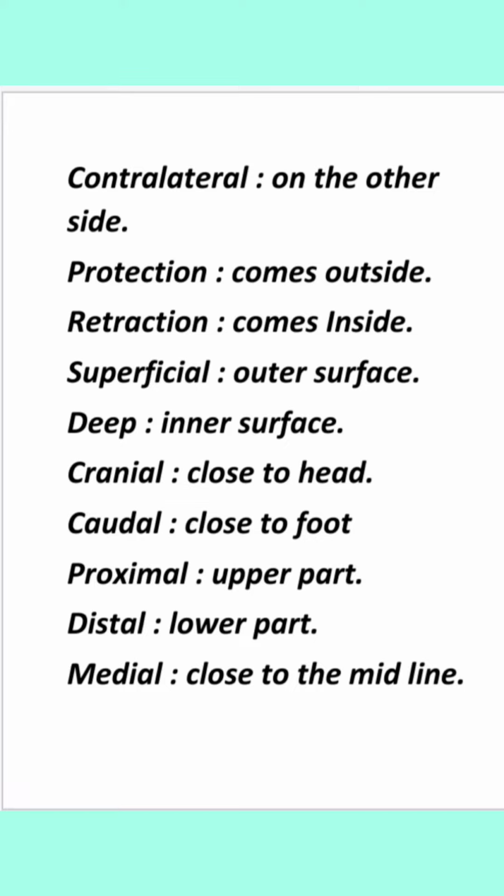Superficial means the outer surface which we can see, and deep structures are the ones we can't see. Cranial is close to the head and caudal is close to the foot. Cranial means head region and caudal means close to the foot region. Proximal upper part, distal lower part. For example, metatarsals are proximal to the phalanges and phalanges are distal to the metatarsals.